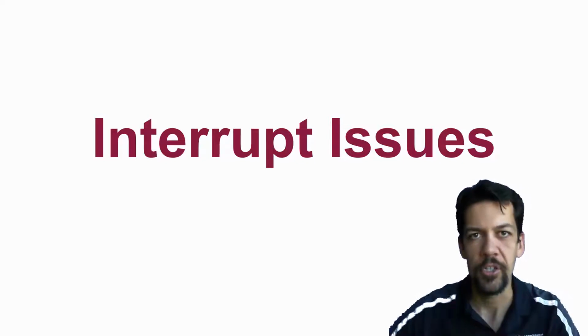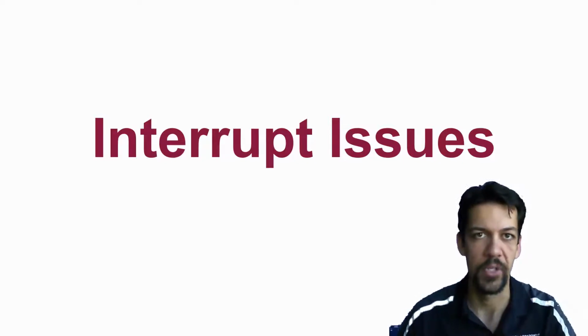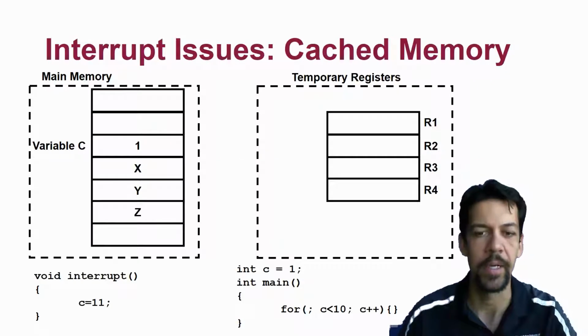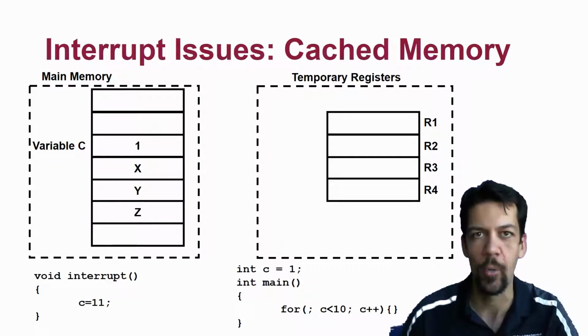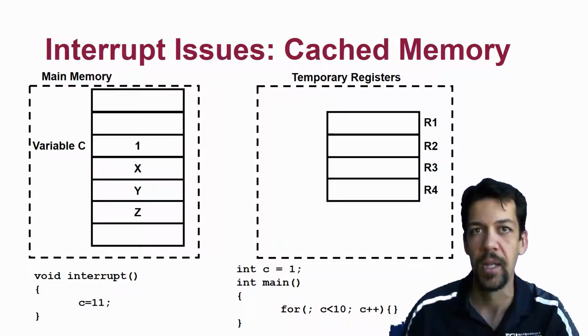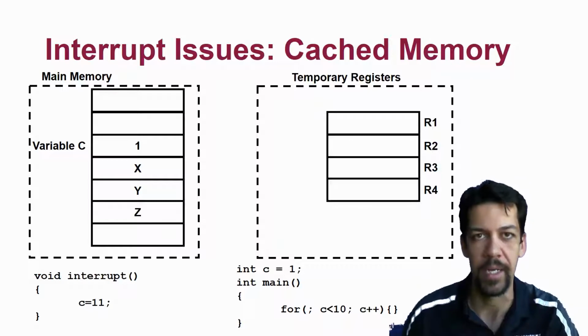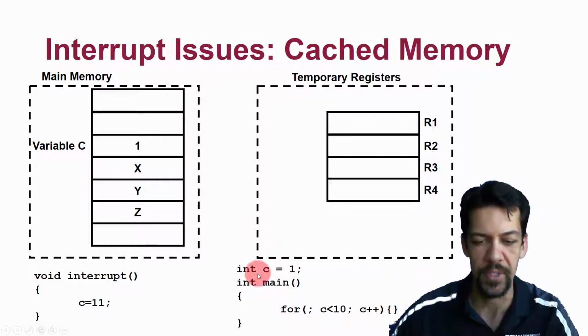Now let's talk about some issues that occur when we're designing systems using interrupts. The first one we're going to talk about is cached memory. The problem is when we are running some main code that manipulates a variable that is also being manipulated by an interrupt. So in this case, we've got two examples of code.